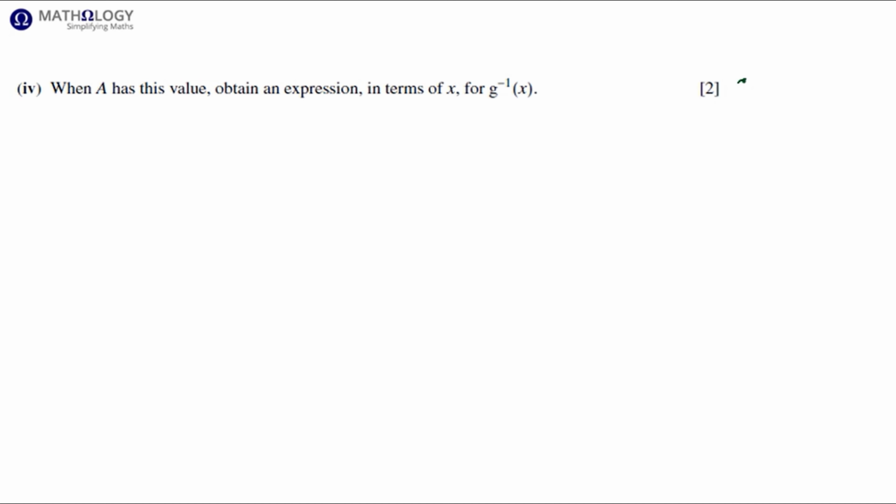Part 4, when a has this value, obtain an expression in terms of x for g to the minus 1 of x. So g to the minus 1 of x, which is the inverse of g of x, exists when g of x is a one-to-one function. The value of a we established was 90 degrees. So when a is this value, find an expression for the inverse function.